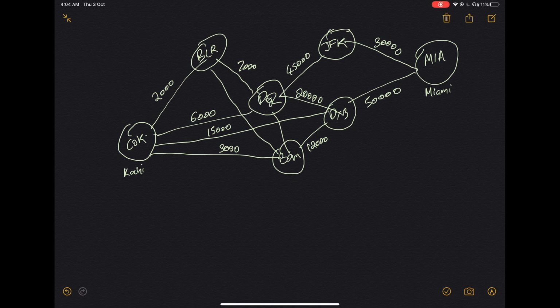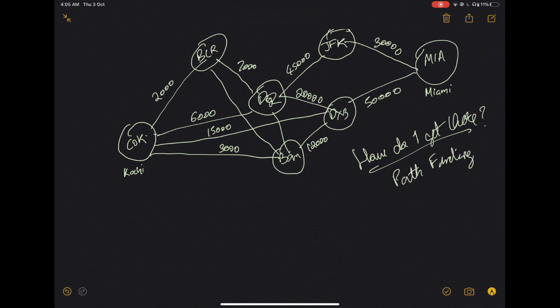Now that we have had some introduction about graphs and got some intuition about it connecting with flights, let's get into this problem. Say I wanted to go from Kochi to Miami, and I would have these two questions in my mind. The first one obviously would be, how do I get there? This is like what is the path I need to take, the path finding problem. There are always going to be different paths to go to Miami, so there are going to be several possibilities for me to take.